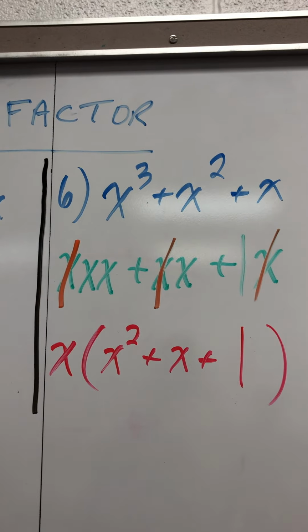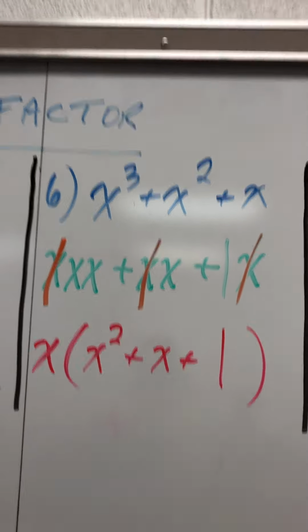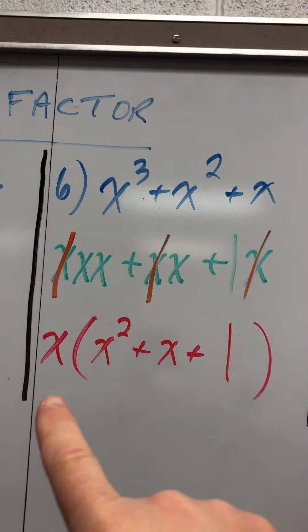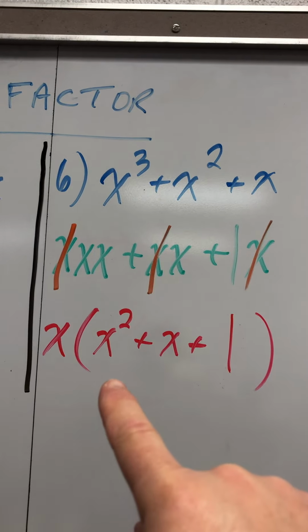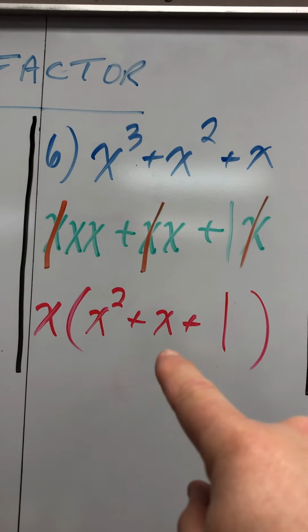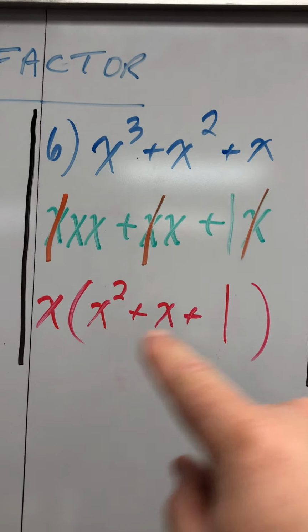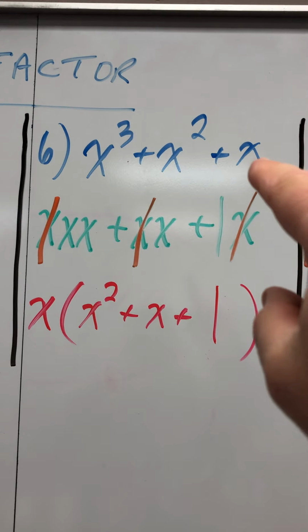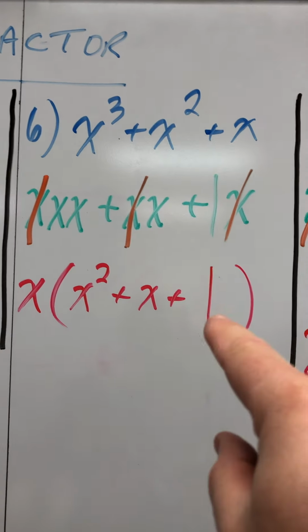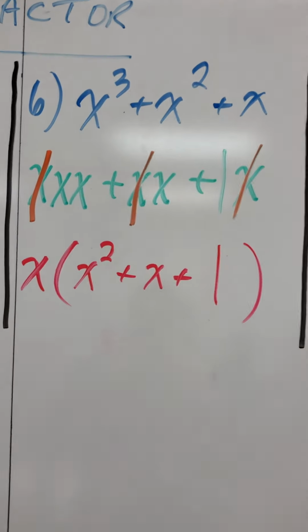Because if I were to put 0 and I wanted to distribute x, x times x squared would be x to the third. X times x would be x squared. But x times 0 would be 0. I need to make x. So that's what x times 1 does. Makes that x.